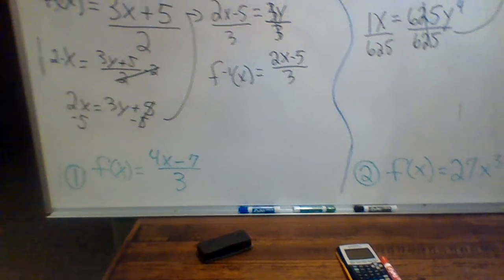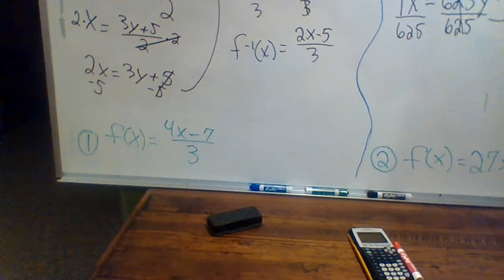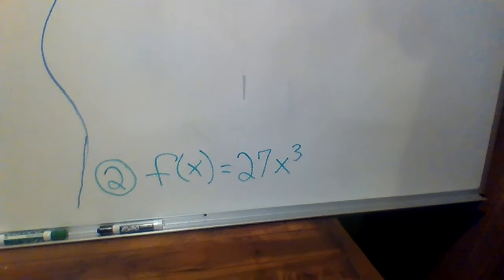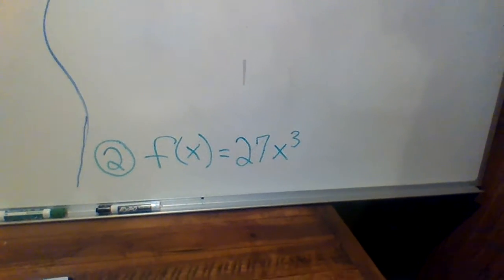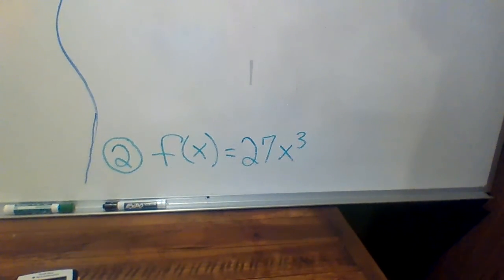There's your first problem. That's the easier kind: f of x equals 4x minus 7 over 3. Then here's that second type. This is the one that's going to have that fraction with the root: f of x equals 27x cubed.